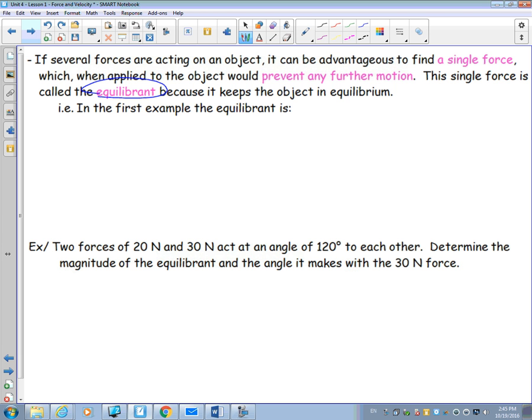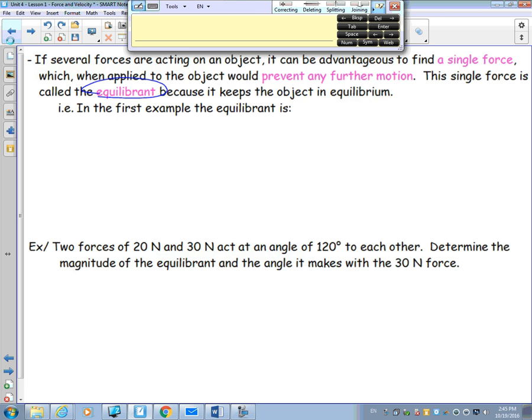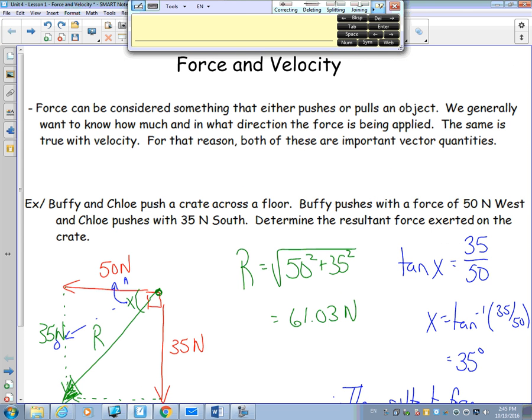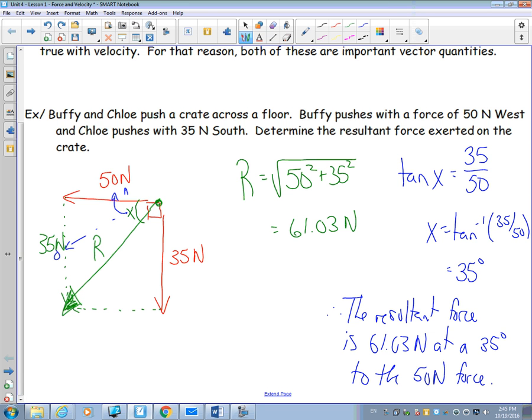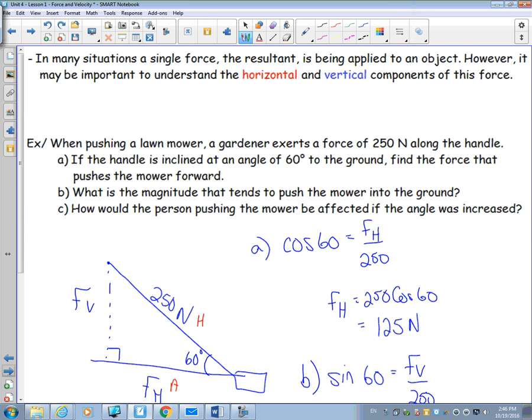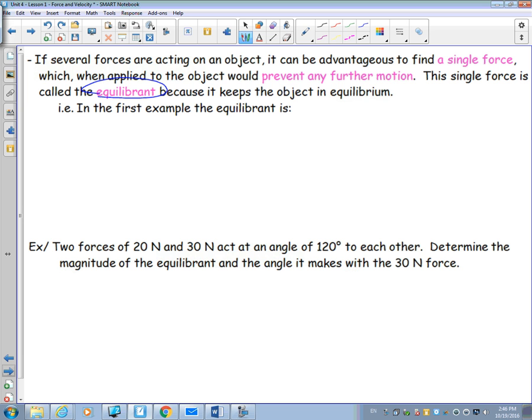If we go back to Chloe and Buffy, to that first page of examples, the resultant was 61.03 newtons at a 35-degree angle to the 50 Newton force. To counteract that, I would have to do the exact same thing, but in the exact opposite direction. So I would need to counteract that with a 61.03 Newton force at an angle.